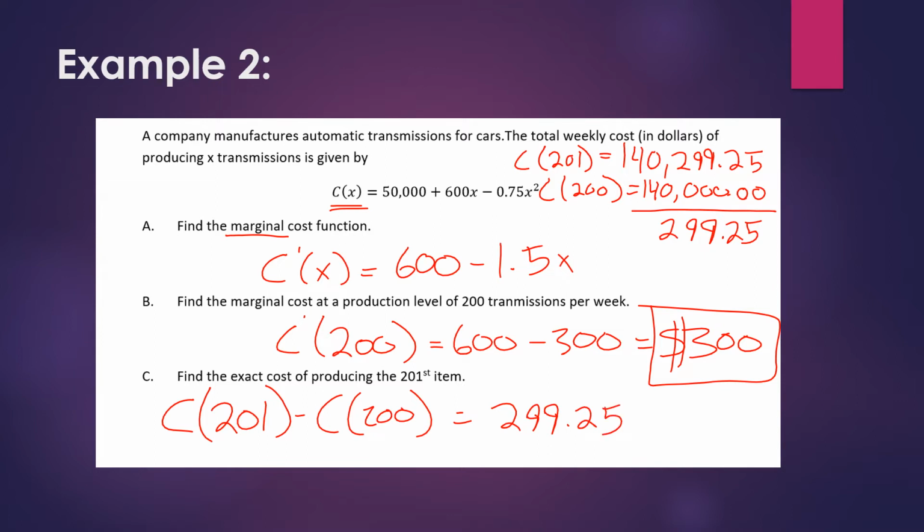So this is $299.25. So the approximation was 300. The exact answer is 299.25. Again, if you were giving someone an estimate, telling them that the price would be about $300 and it coming out to be 299.25 is pretty accurate.